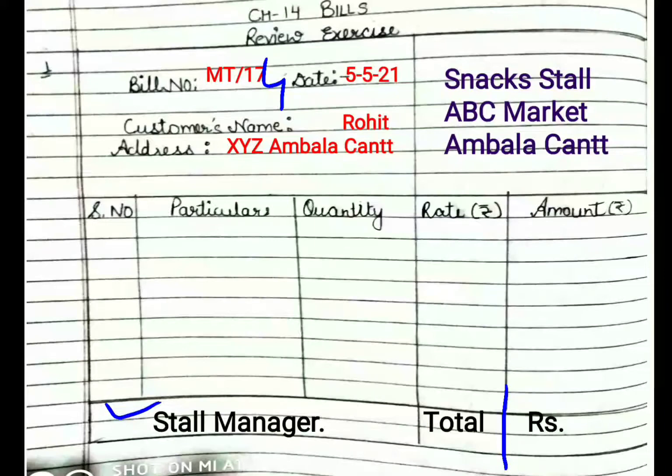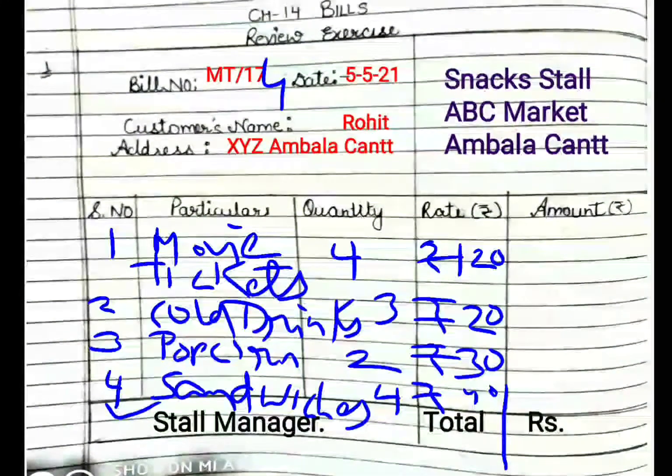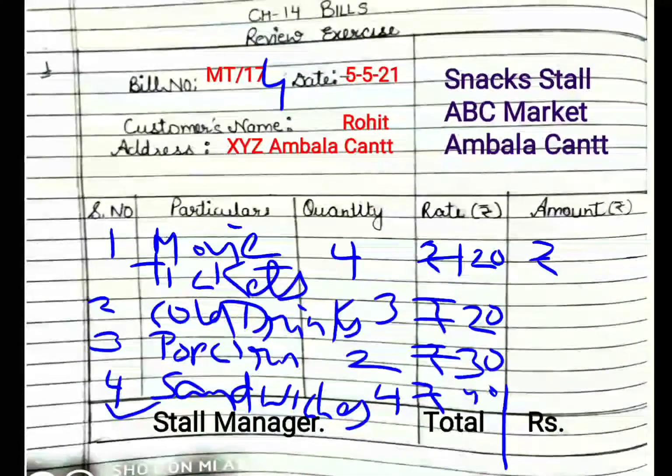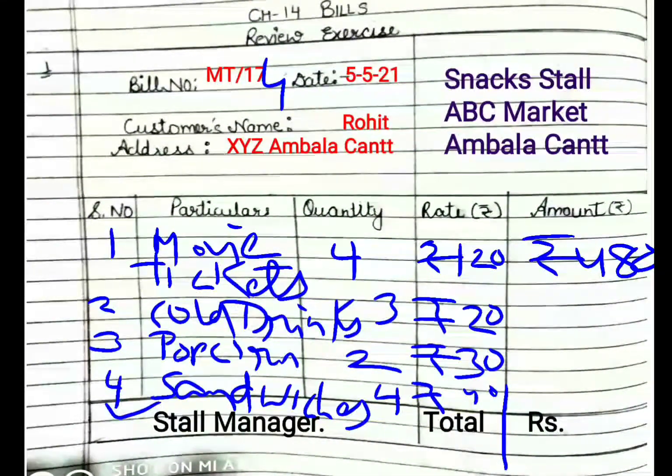Now one by one we write down the serial number. So see how we do. Firstly you write movie ticket. First number is the movie ticket. How many tickets did they buy? 4. And the rate of one ticket is rupees 120. So how much money is given? 120 into 4. If you multiply it, your answer comes 480. Clear? Then they bought cold drinks. How many quantity? 3 bottles and rate is 20. Each cold drink is 20 rupees. So 3 into 20, what comes? 60.